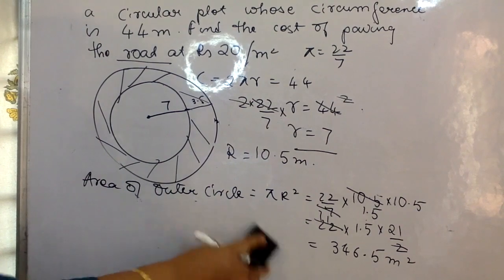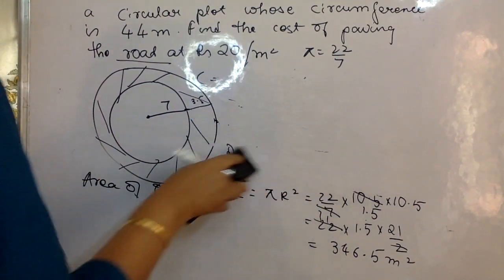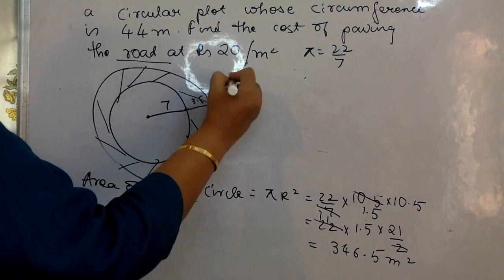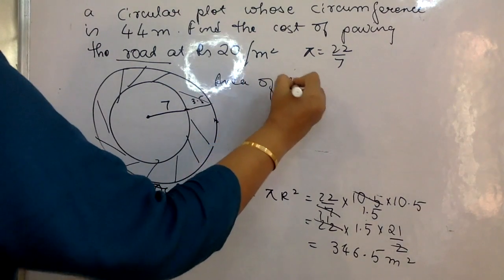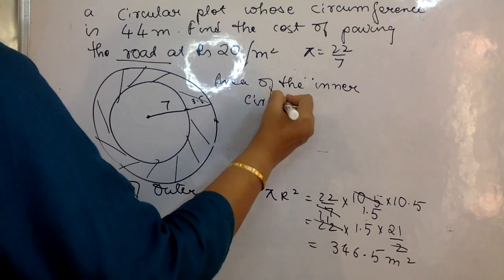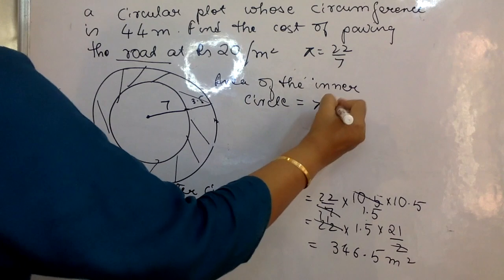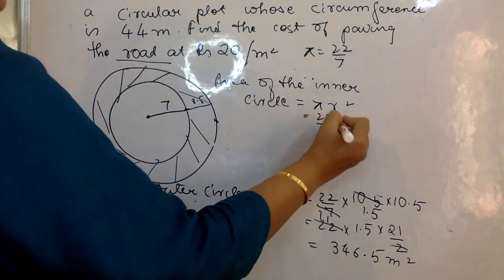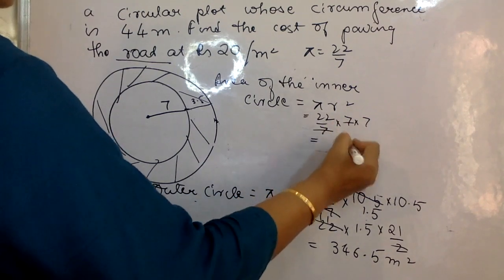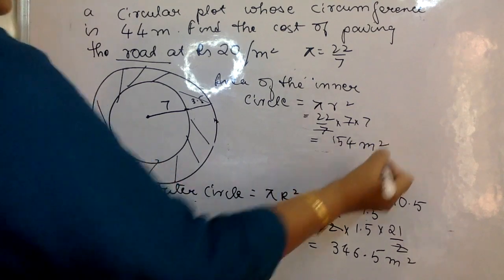Now we need to find the area of the inner circle. So the area of the inner circle is how much? So let us find that. Area of the inner circle. This is a big question. And that is going to be pi r square, which is 22 by 7 into 7 square. Okay, so that is how much? 7 to the 14, 154 meter square.